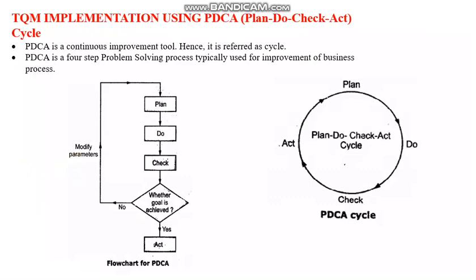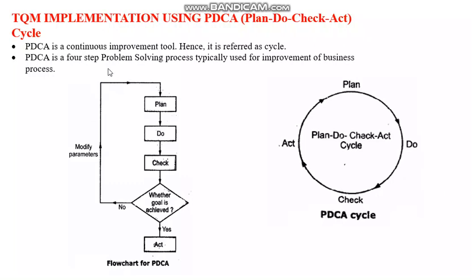TQM implementation using PDCA cycle. PDCA, actually, what does PDCA stand for? PDCA stands for plan, do, check, act. So the first letters of these things is PDCA. Now PDCA is a continuous improvement tool, and because it continues, it is referred to as a cycle. PDCA cycle, they say. You see, it is like a cycle: plan, do, check, act. Plan, do, check, act.